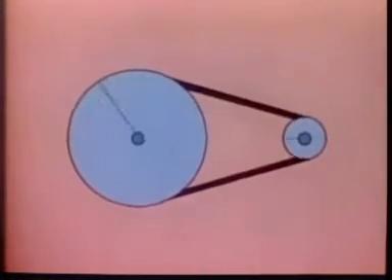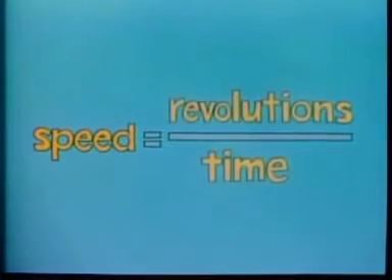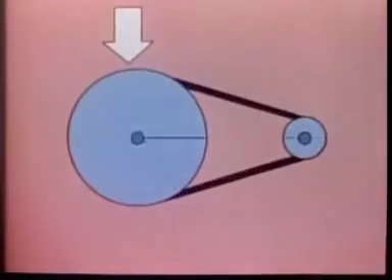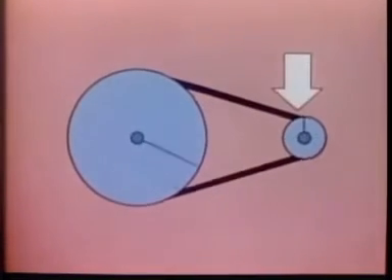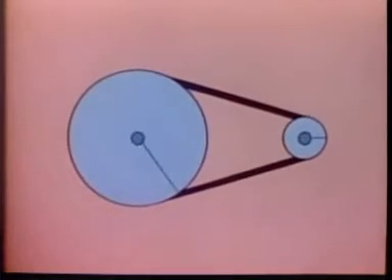large wheel. We measure these speeds differently than before, in revolutions per unit time, usually revolutions per minute, or RPMs. This wheel is turning at about 60 revolutions per minute, and this one is turning at 3 times 60, or 180 revolutions per minute.